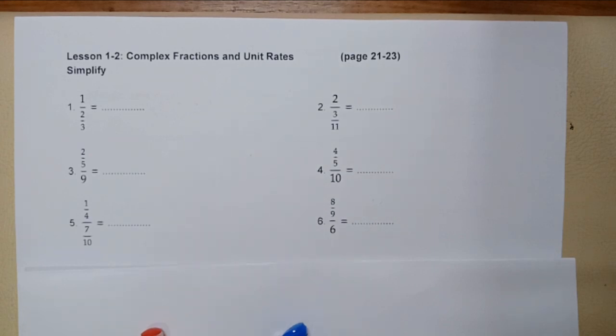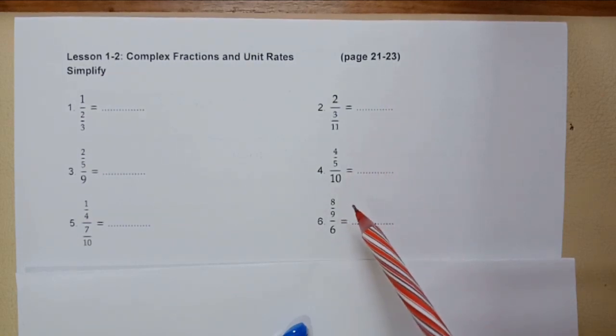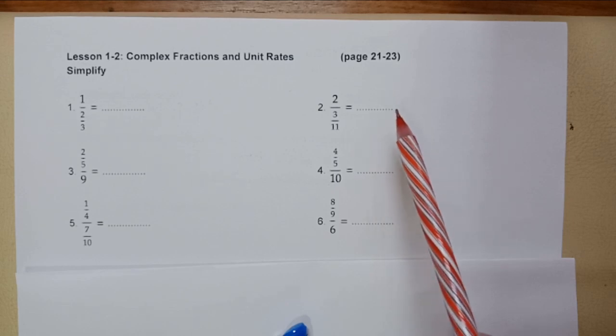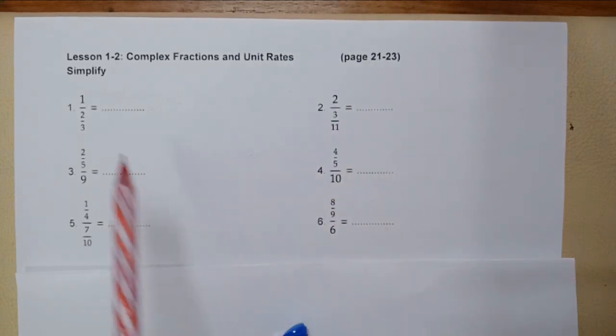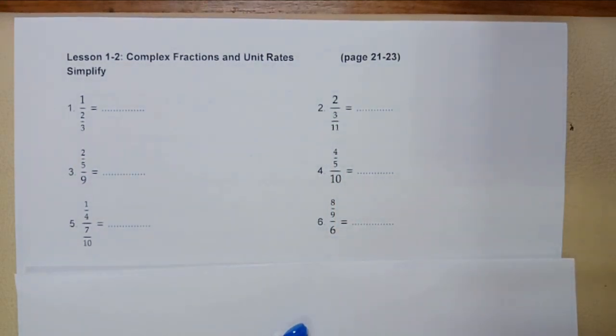Lesson 1-2, complex fractions and unit rates. Instructions: simplify. I will choose three numbers from this section to explain how to do it, so that you will use that understanding to answer the questions in this section. I will choose numbers 2, 4, and 6.